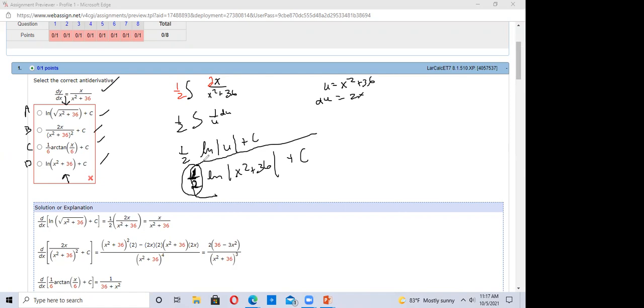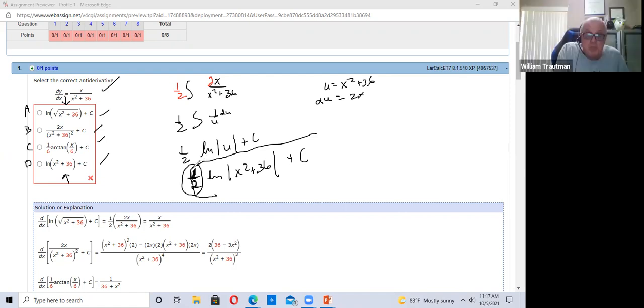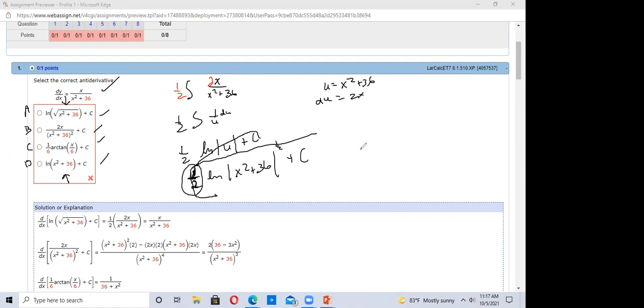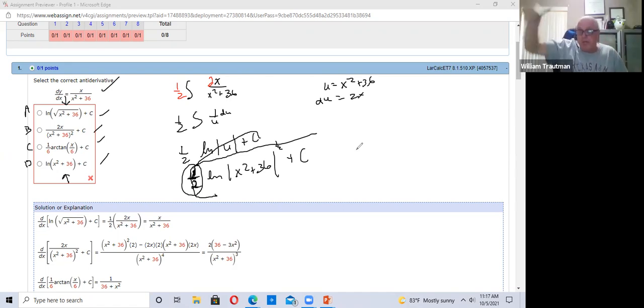Isn't it the log power? Yeah, that's what I was using, the power of logs. This 1/2 can go there. Remember, when you have something in front of a log, that power can go there. So that's really the natural log of the square root of x squared plus 36.